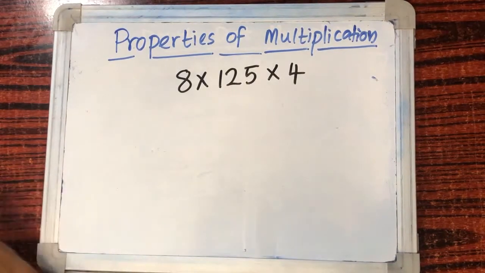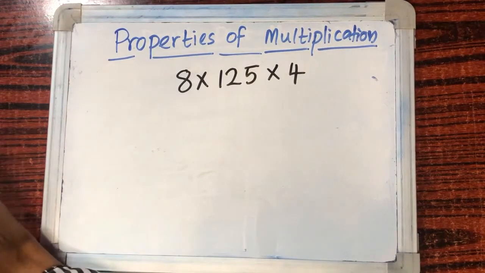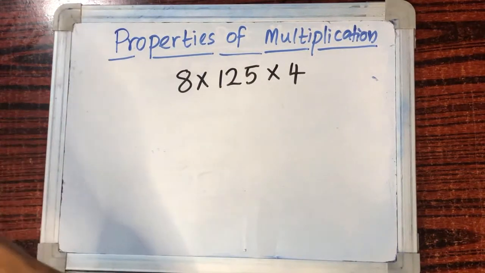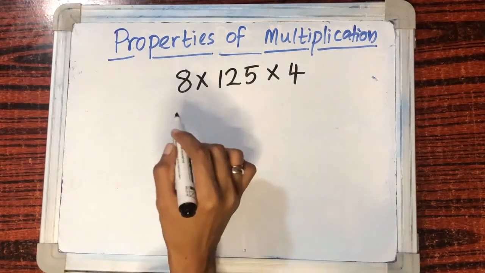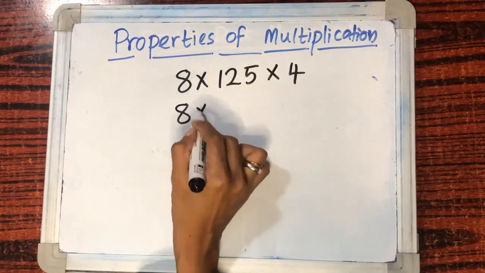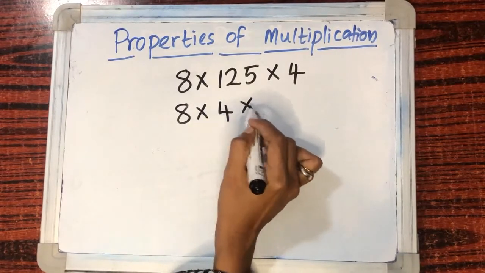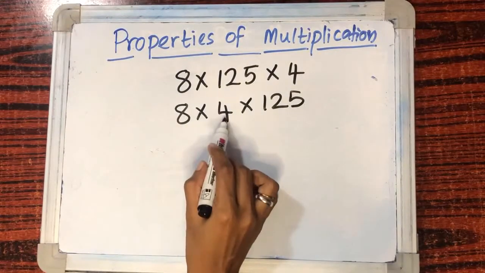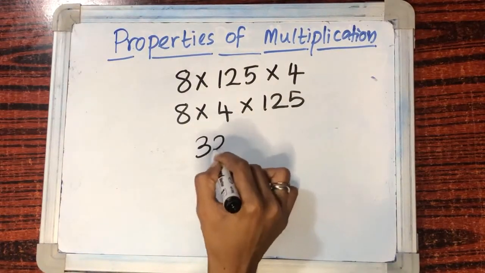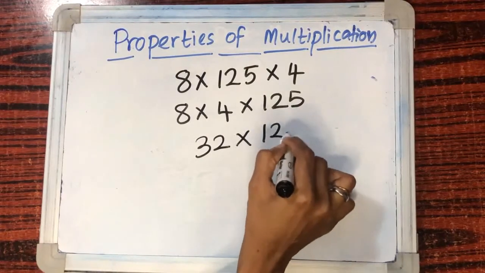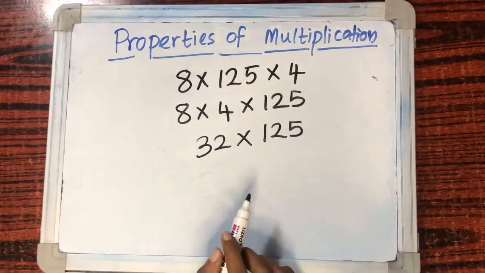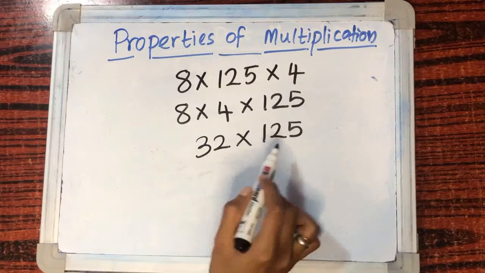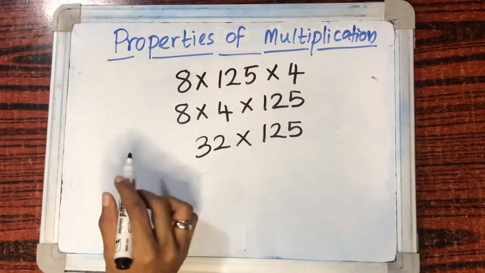I am going to use the second property where when 3 numbers are given, I could regroup them or rearrange them in any order to bring the answer. So what I am going to do is rearrange it this way: 8 times 4 times 125. Now 8 times 4 is how much? 32 times 125. Now I can use double digit multiplication to find the final answer.